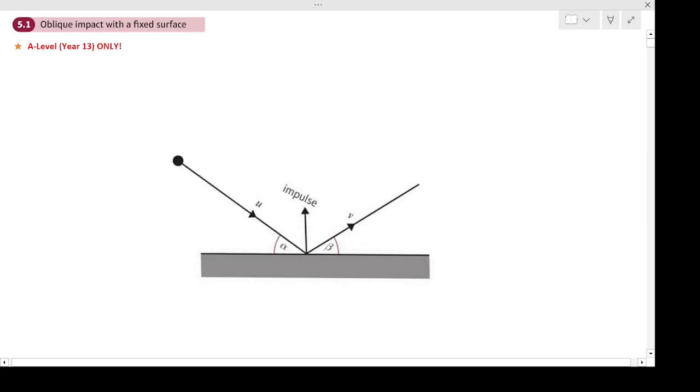Hello, and in this chapter we're now going to be looking at collisions in 2 dimensions. This is where things move at an angle. As you can see in this diagram, we've got things involving angles, so that creates 2 different dimensions: vertically and horizontally, so up and down and left and right. We're going to be extending our work with 1D collisions into 2D.